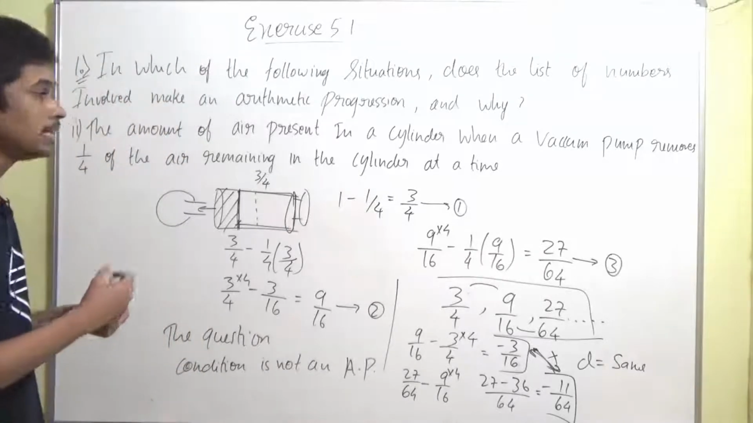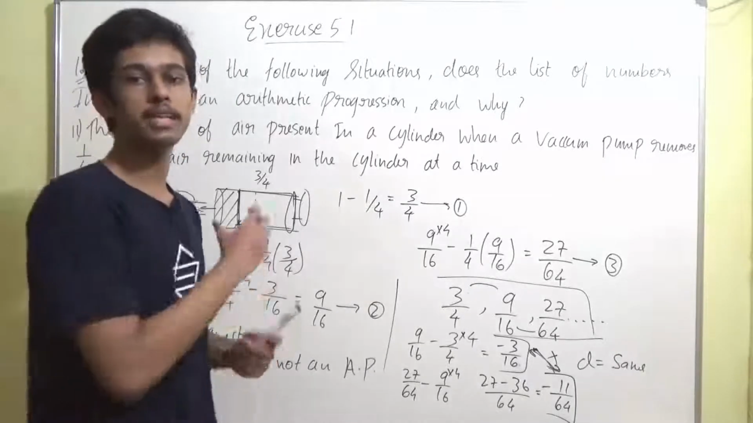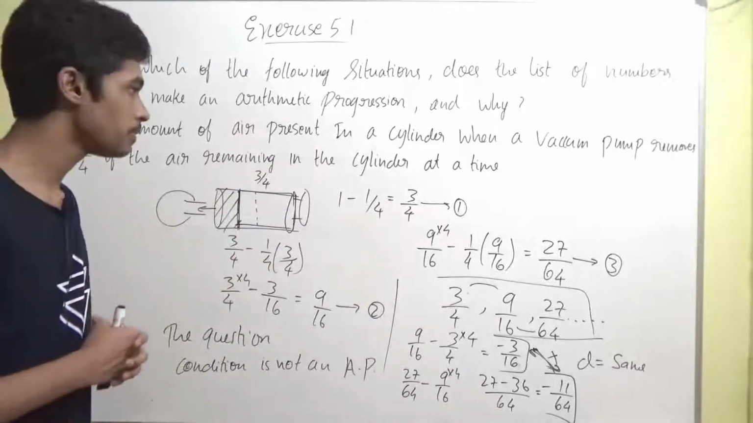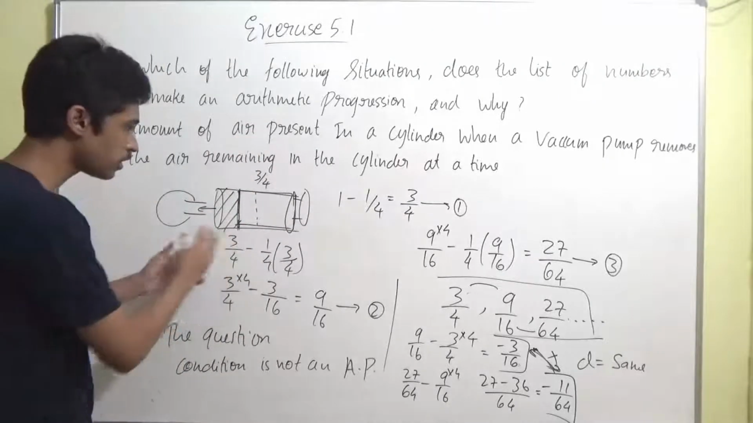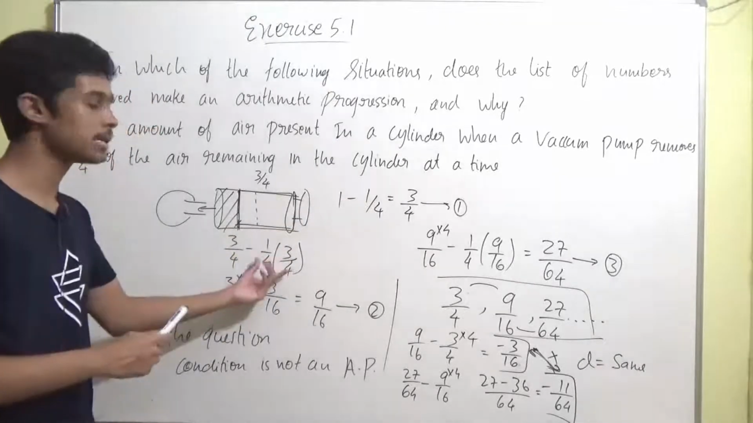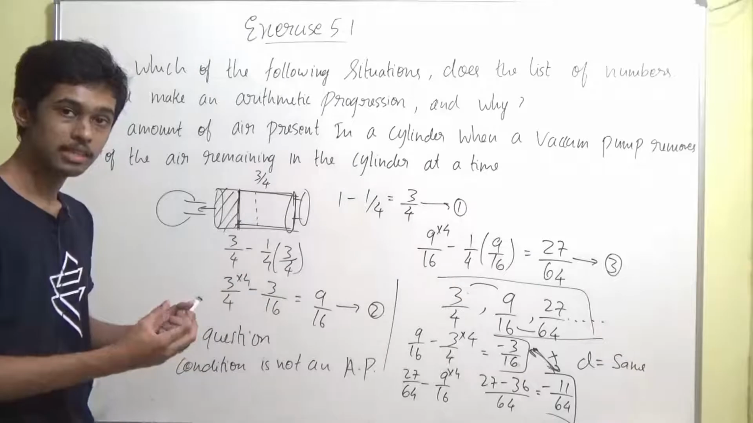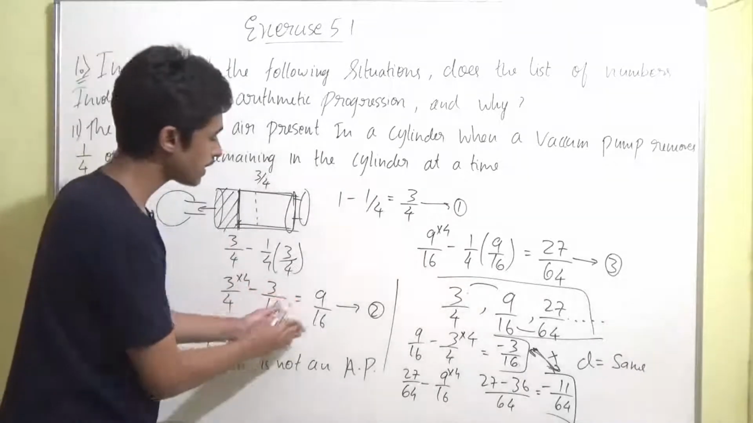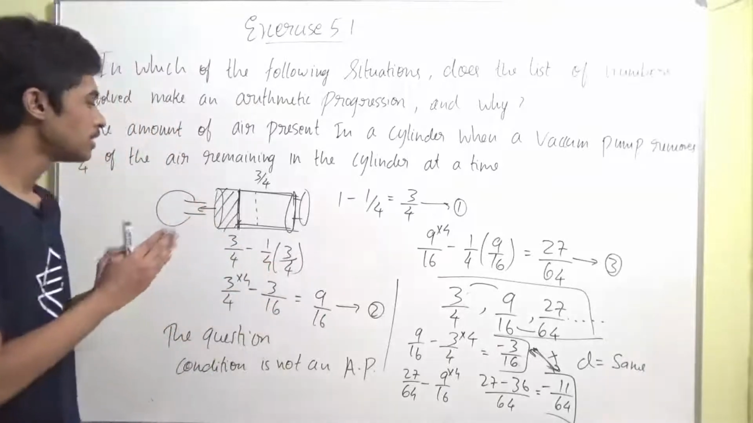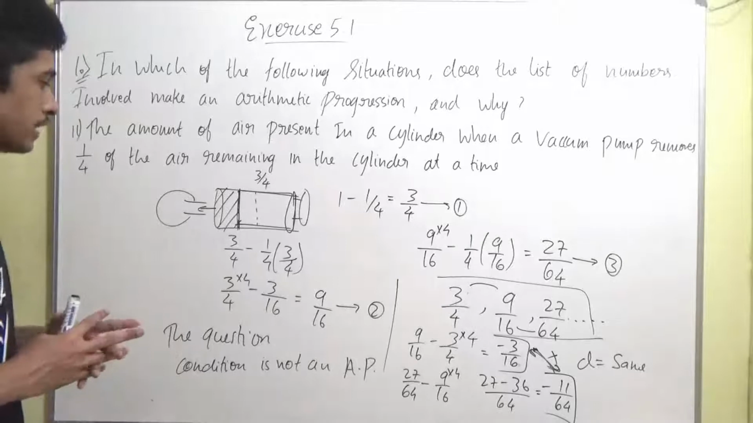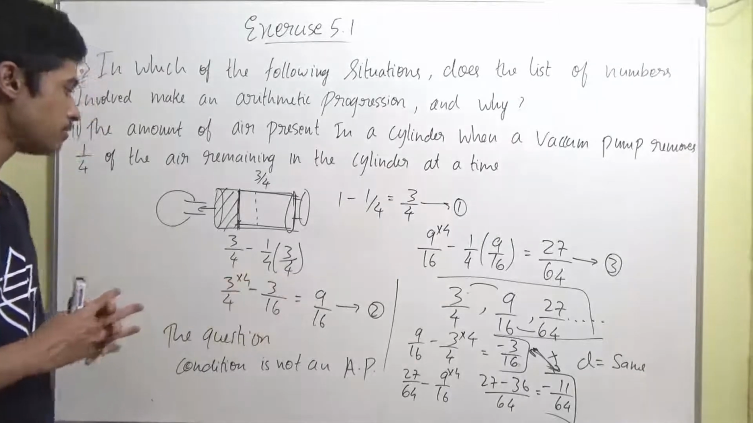After that, what will happen? 1 by 4th of that 3 by 4 which is remaining will be sucked out using the vacuum pump in the second step. 3 by 4 is remaining from the first step, and we take 1 by 4th of that 3 by 4th, so we multiply them. Only then will you get 1 by 4th of that 3 by 4th. Then in the second process 9 by 16th part of the cylinder, that is fraction 9 by 16, will be remaining with air.